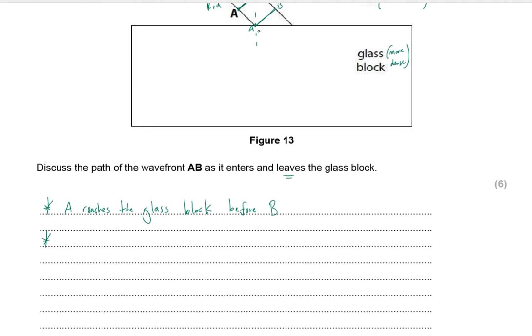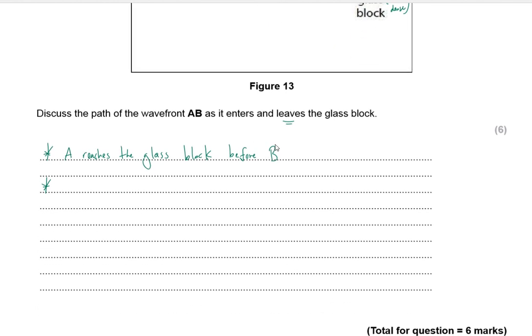The second point: A enters the block and it slows down. So first of all, A is the one that reaches first, A enters it, and A slows down in the block because the block is more dense. That's why it slows down.